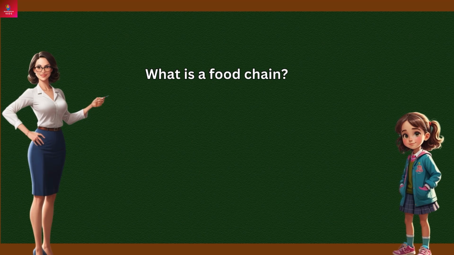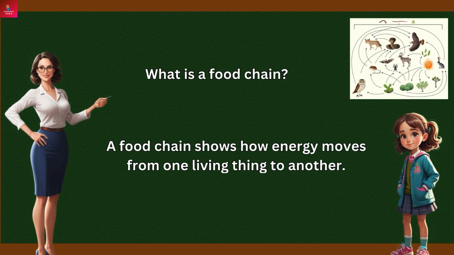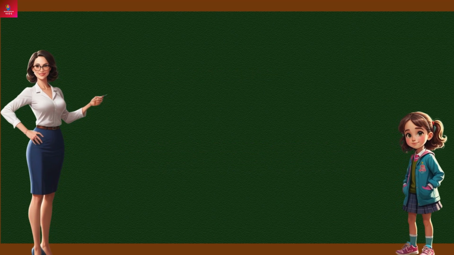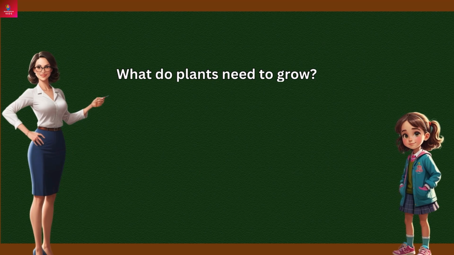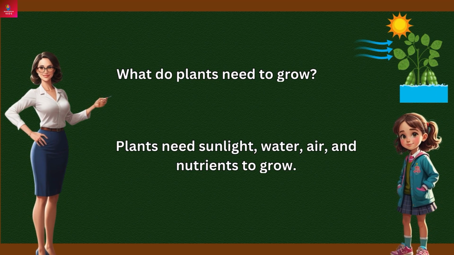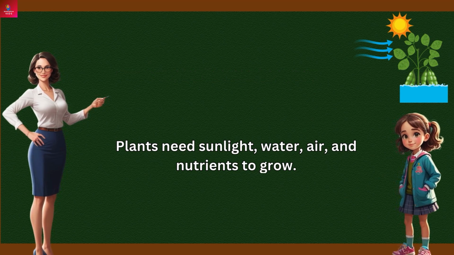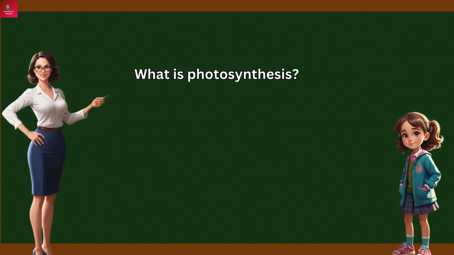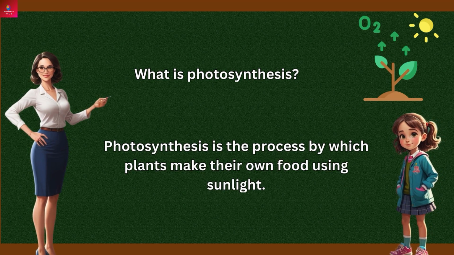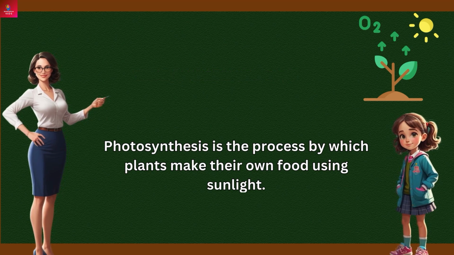What is a food chain? A food chain shows how energy moves from one living thing to another. What do plants need to grow? Plants need sunlight, water, air, and nutrients to grow. What is photosynthesis? Photosynthesis is a process by which plants make their own food using sunlight.